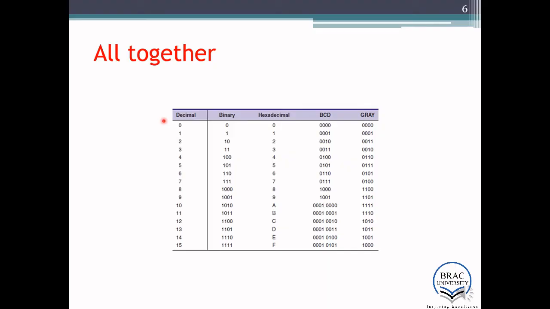Here is the representation of all of the codes. Decimal 0 to 15, binary 0 to 1111, which is equivalent to 15, hexadecimal 0 to F, which is equivalent to 15, BCD 0 to 1 0101, which is equivalent to 15, and Gray code 0 to 1000, which is equivalent to 15 in decimal. So you need to know this conversion. It will be really helpful for converting one number system to another number system.